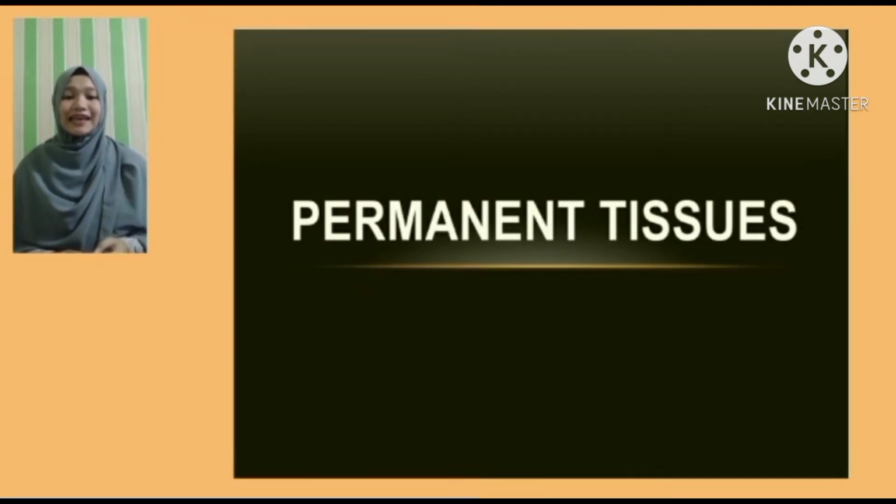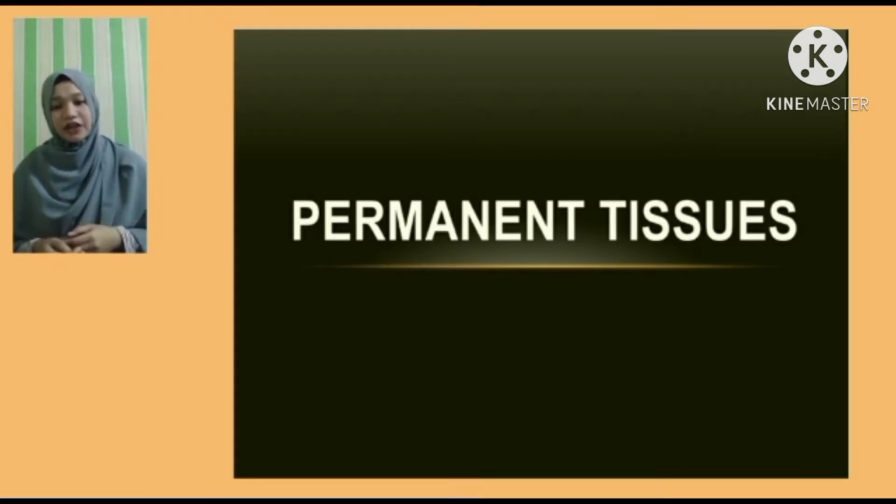Permanent tissue is a tissue that results from the differentiation of primary and secondary meristem cells. Permanent tissue is non-meristematic, does not grow, and does not develop.